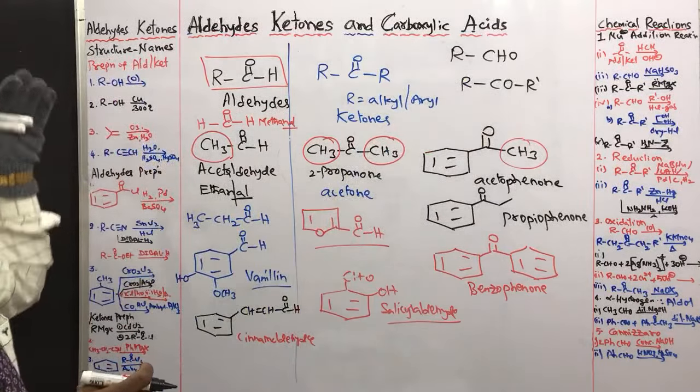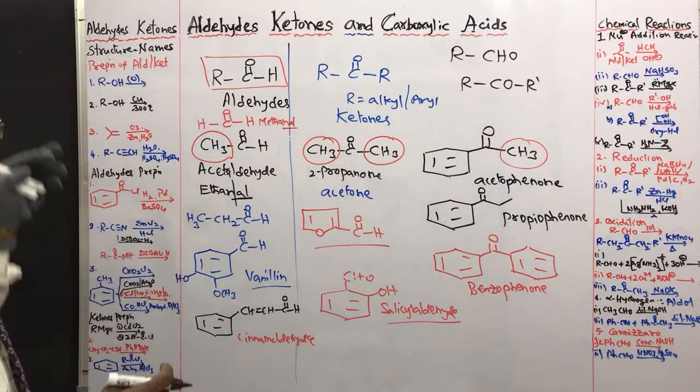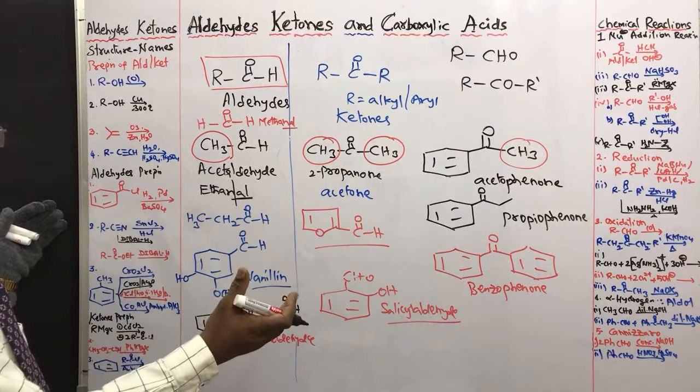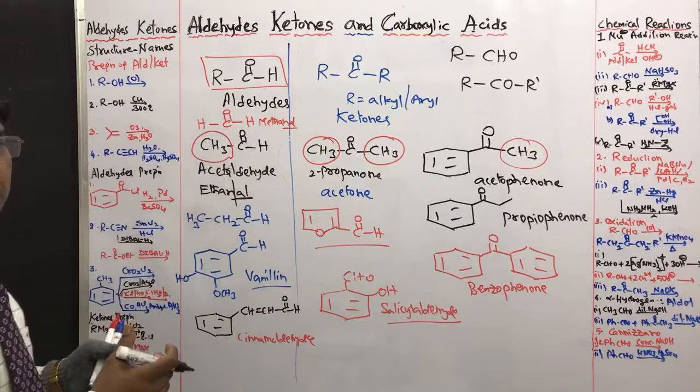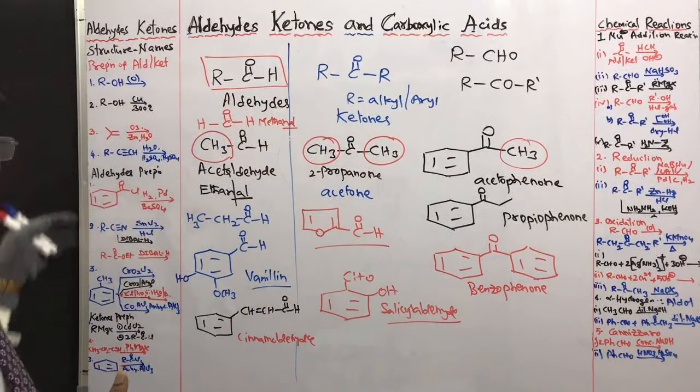Let us see their preparation, then we will learn about their IUPAC nomenclature. Once we know the preparation methods, we can simply name the compound based on their starting materials. So these are aldehydes and ketones. Let us learn their preparation methods.